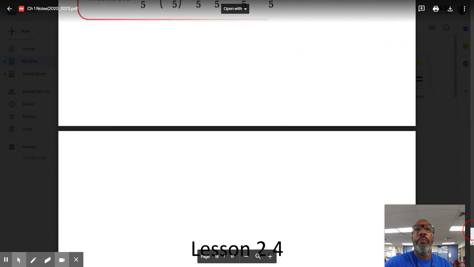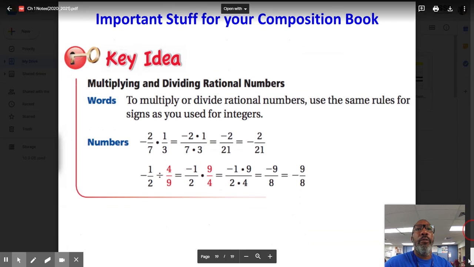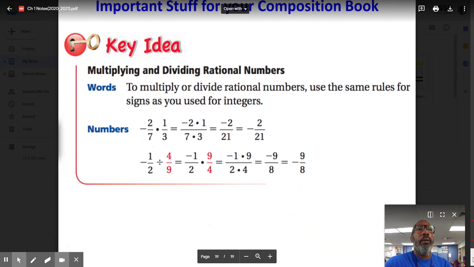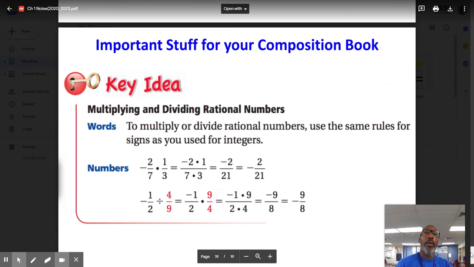All right. Lesson 2.4 is multiplying and dividing rational numbers. And again, to multiply and divide, you use the same rules that you used in sections 1.4 and 1.5. All right. When you multiply two rational numbers and they have the same sign, the answer will be positive. You multiply two rational numbers and they have different signs, the answer will be negative.